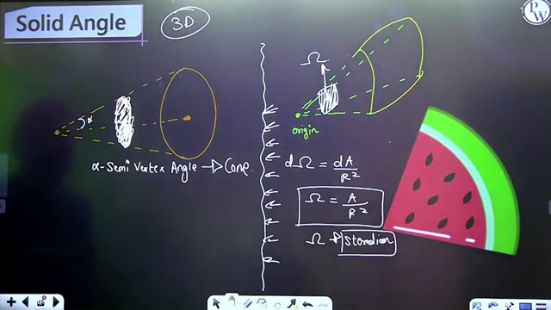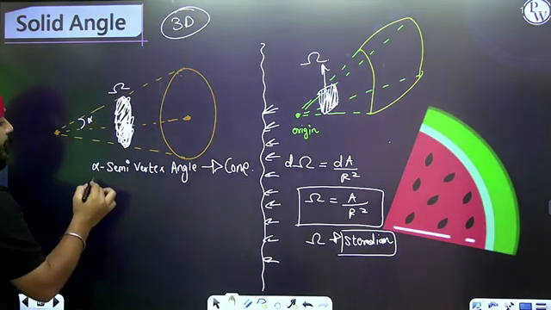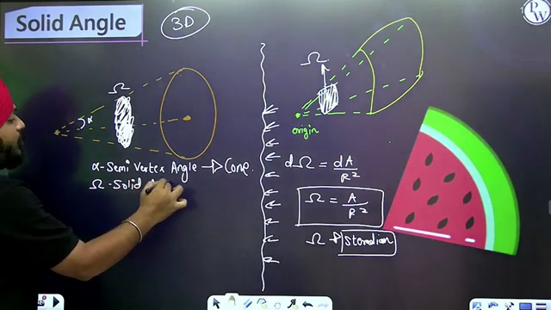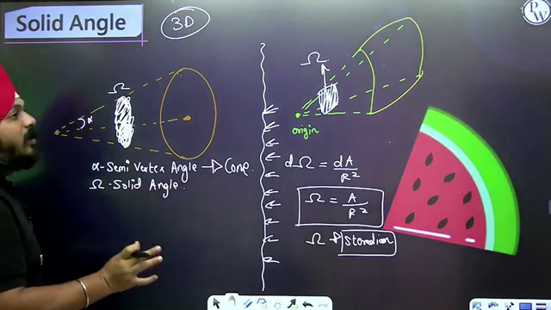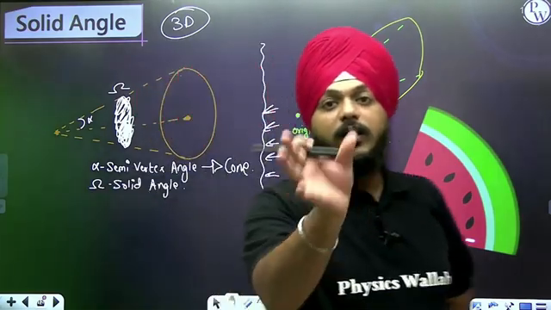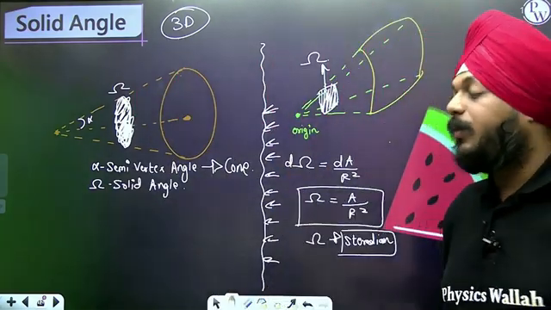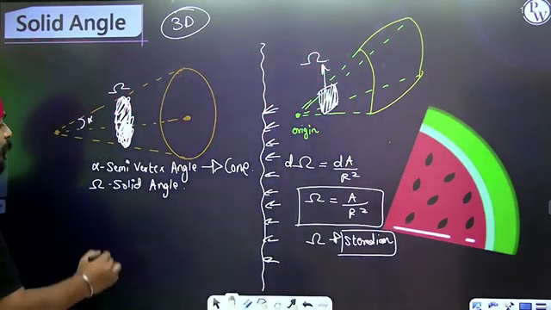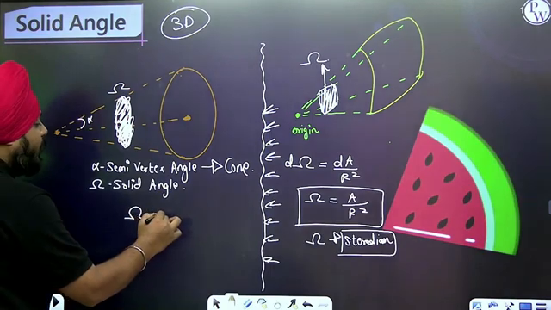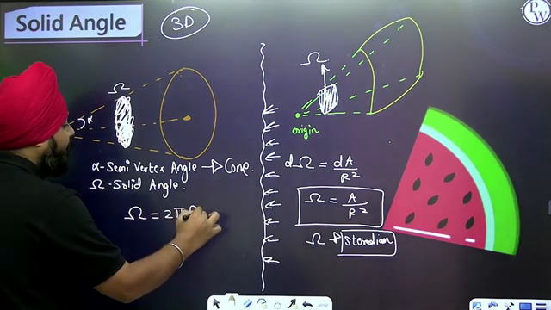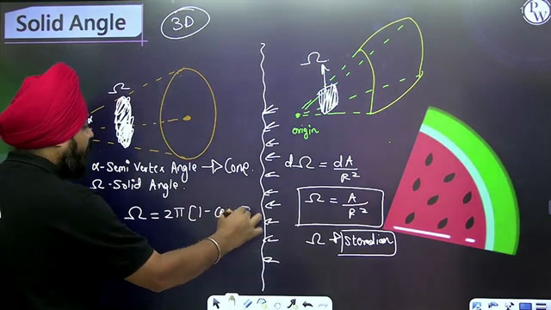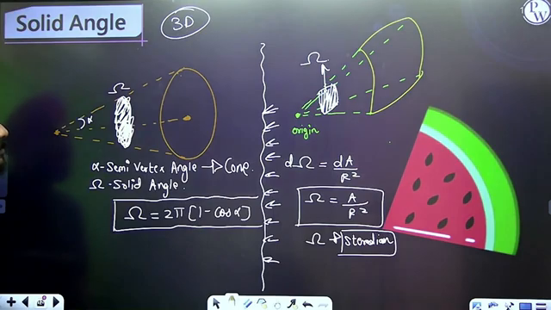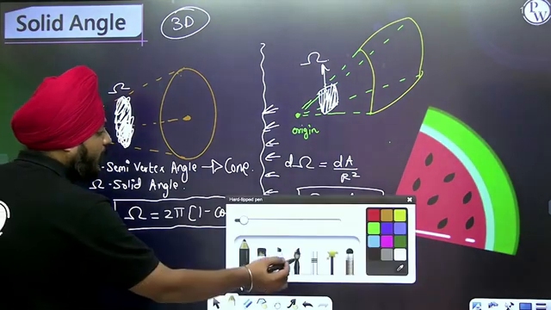This is a solid angle. We can define it as phi. There exists a relation between the semi-vertex angle and the solid angle. If you want to convert the semi-vertex angle into the solid angle, then we have the respective formula: phi is equal to 2 pi times (1 minus cos of alpha). This is the relation between the semi-vertex angle and the solid angle.